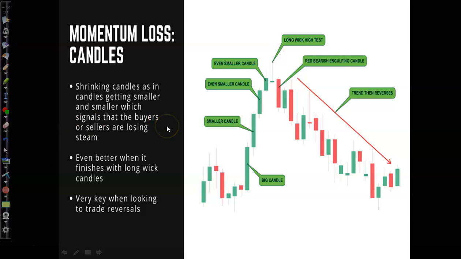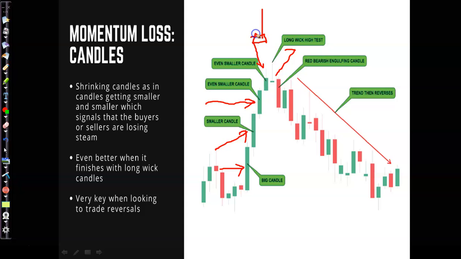In candlesticks, we are looking for a momentum loss candle. Let me explain what the momentum candle is. First you can see this is a big candle, followed by a smaller candle, followed by an even smaller candle, and followed by an even smaller candle, and finally we see a long wick candle. So you can say a long wick candle like that.